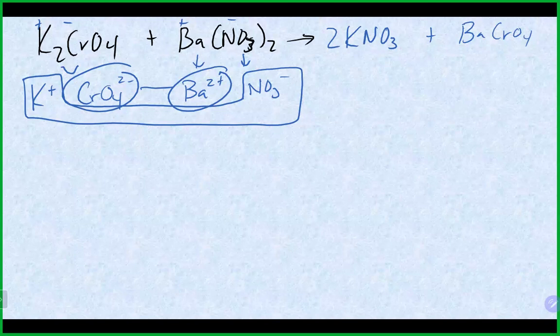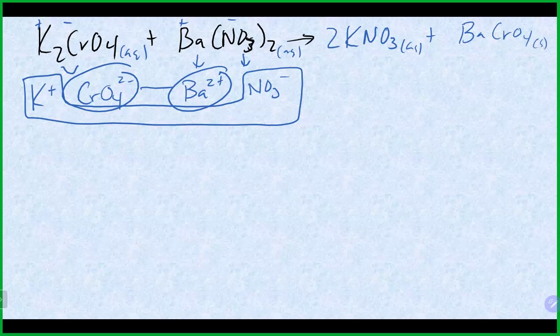Any questions on that? Obviously, we could still use our solubility rules here. Potassium's group 1, so that's going to be aqueous. Nitrate, soluble in everything. Potassium soluble in everything. And this guy would be our solid in this case. And again, that's why it's a precipitation reaction.